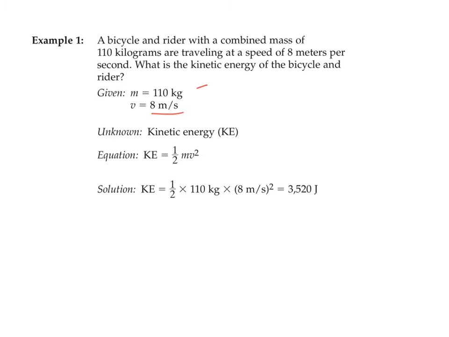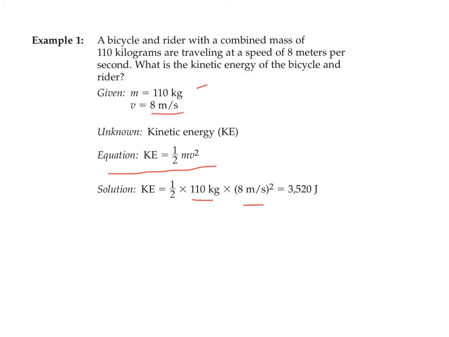So in step 2, we're going to write out our equation here. Kinetic energy is 1/2 mass times velocity squared. All right. So the last thing we do is we input our values, our 110 kg and our 8 meters per second, into our equation. All right, so now we have to go through here and do this in a certain order, otherwise we'll make a mistake.